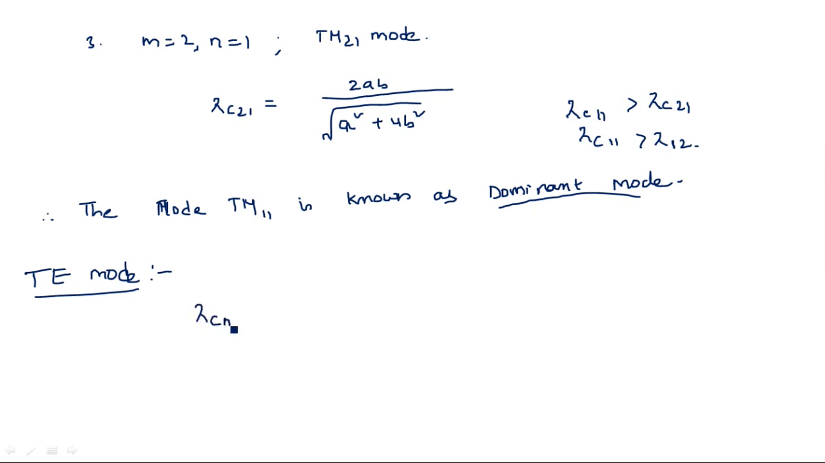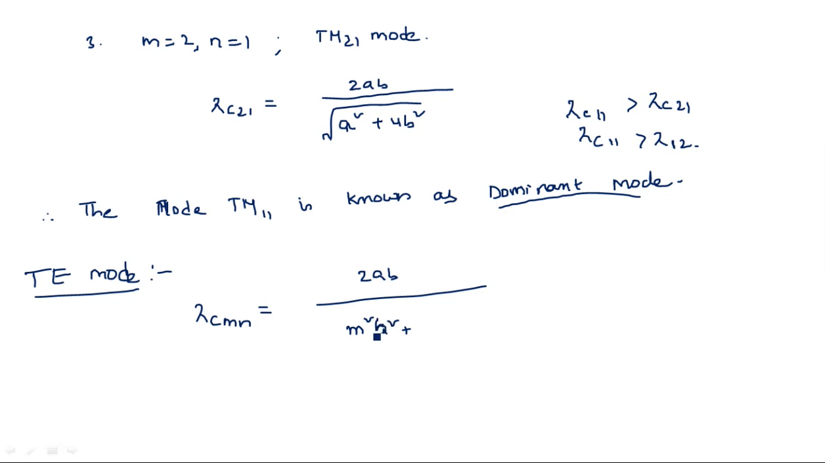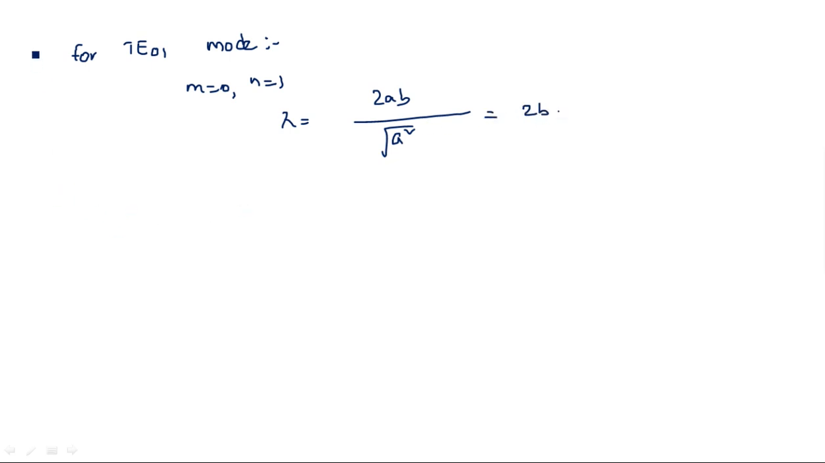In TE mode, let us consider the same equation again: lambda c m n is equal to 2ab by the square root of m square b square plus n square a square. Now let us consider the TE 0 1 mode. That means m is equal to 0, n is equal to 1. What is the value of lambda? Lambda is equal to 2ab by the square root of n square a square, as the other value is 0. It is 2b. And this is for the first case.